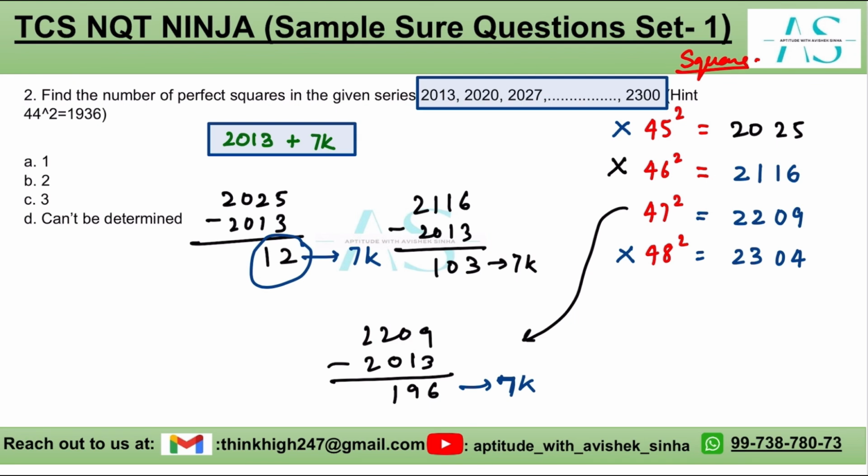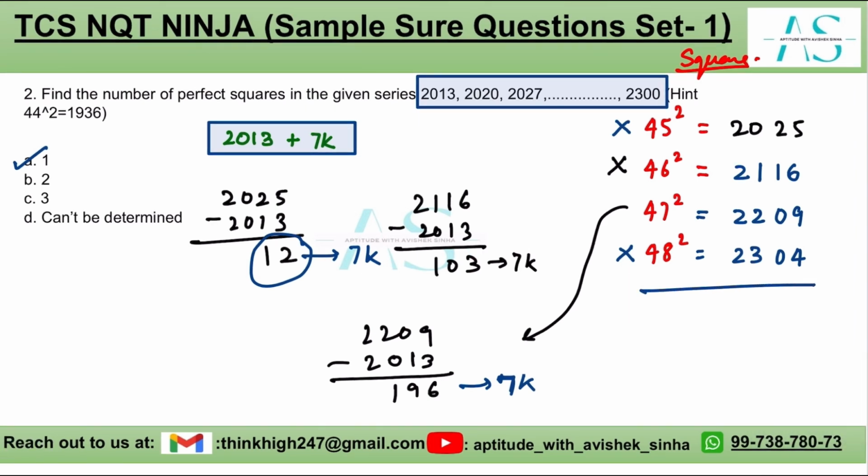So how many perfect squares are given in the given series range? Only one. What is that perfect square? That is 47 square. And that is how you can mark these questions. These are certain shortcuts that you can always use to find the squares. Shortcut method to find squares.